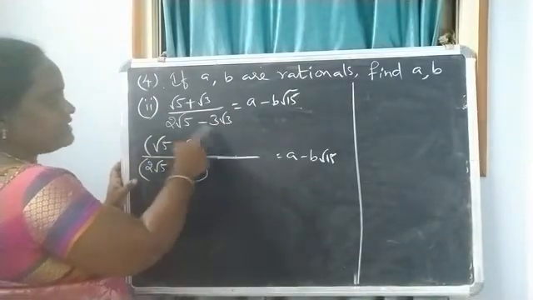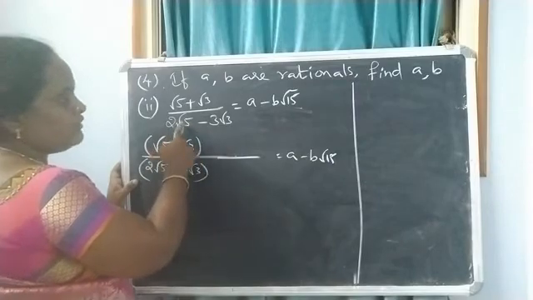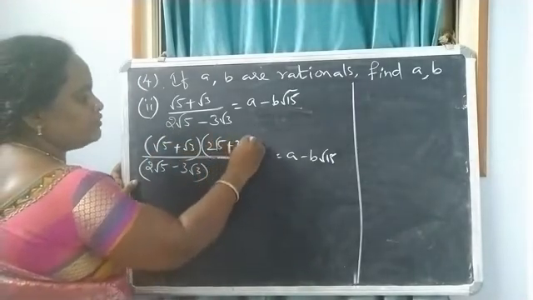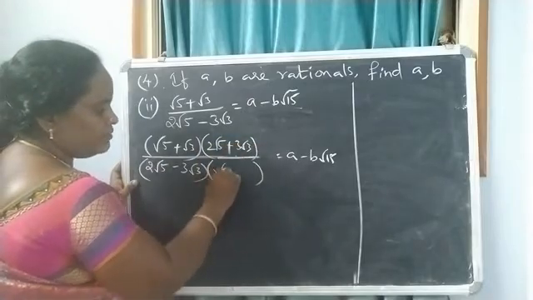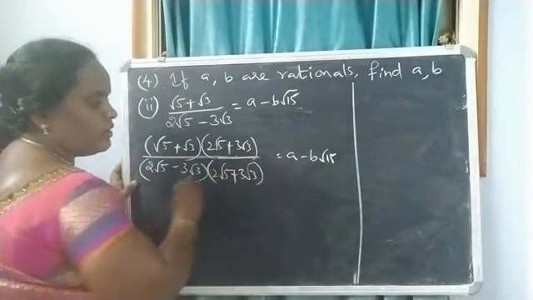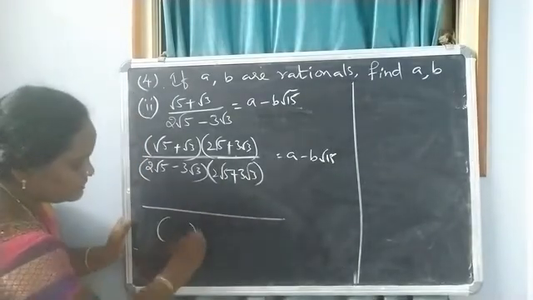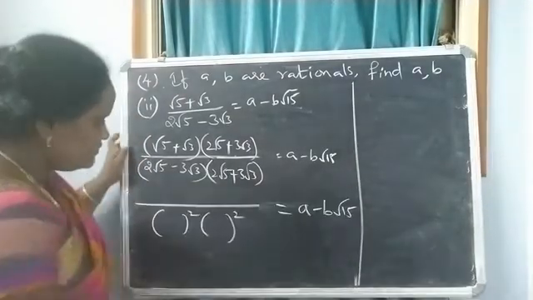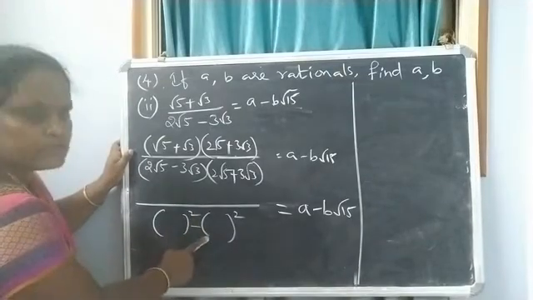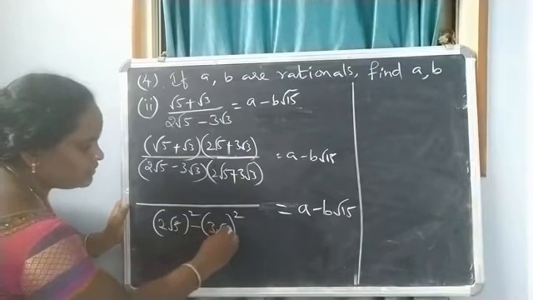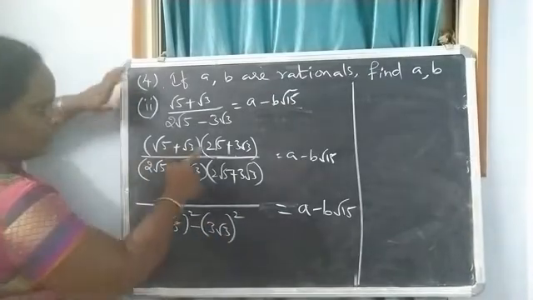What is the rationalizing factor of it? It is 2 root 5 plus 3 root 3. So, with that 2 root 5 plus 3 root 3, I am going to multiply in the numerator as well as in the denominator. Now, in the denominator it is like A minus B into A plus B. So, A square minus B square. A is 2 root 5, B is 3 root 3. And in the numerator, we need to multiply both of them.